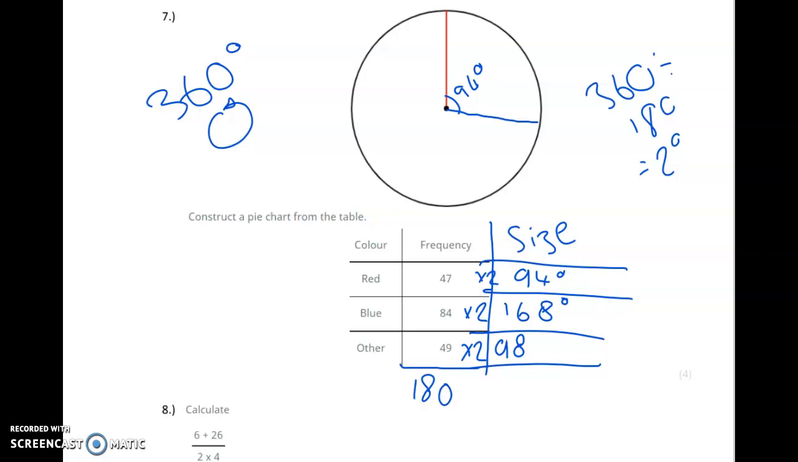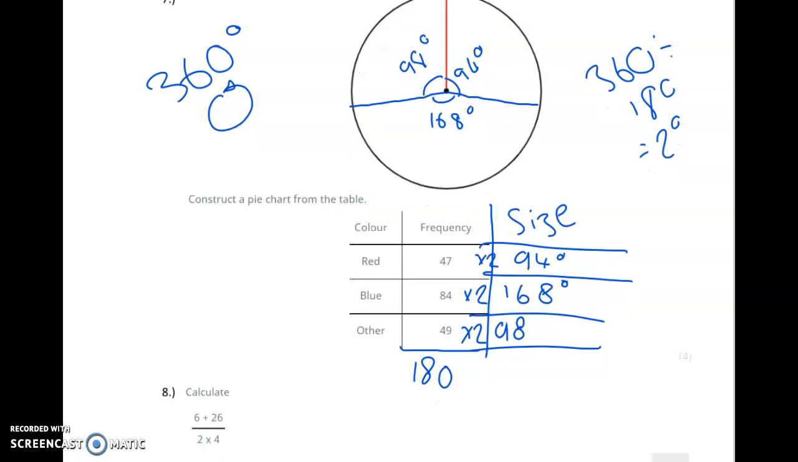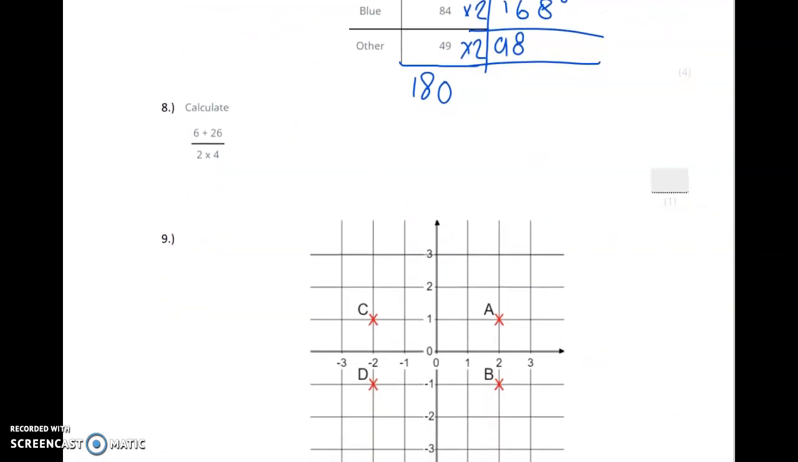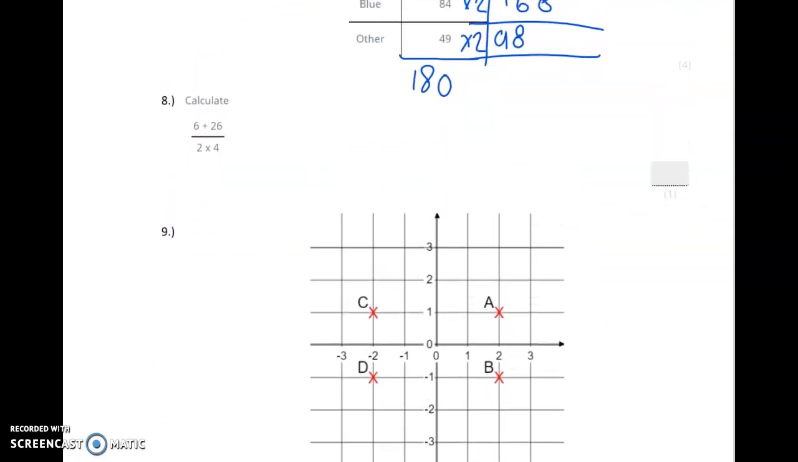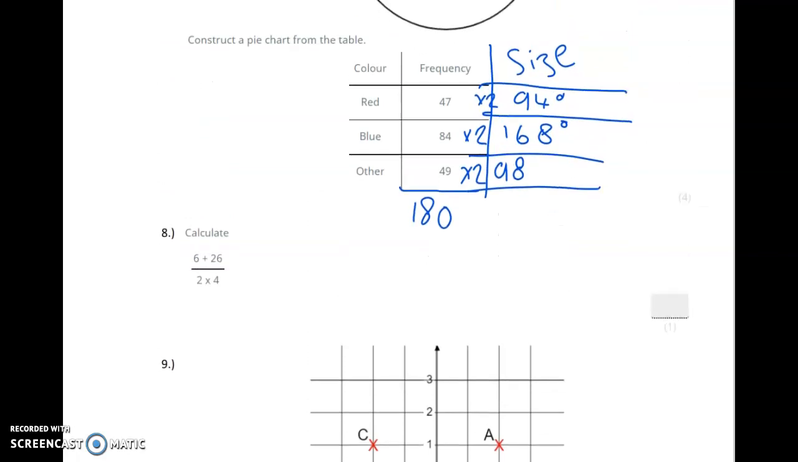So then I put my 94 in. No, 94 is done, so I'll do the 168. So 168 will look roughly like that. It'll be quite a big angle. It's not quite all the way up to 180, but it's something like that. And then what I'm hopefully going to be left with is my 98 degrees. The important thing when you're drawing a pie chart is to work out the size of your angles before you put any sectors onto that pie chart. And you share it around the 360.